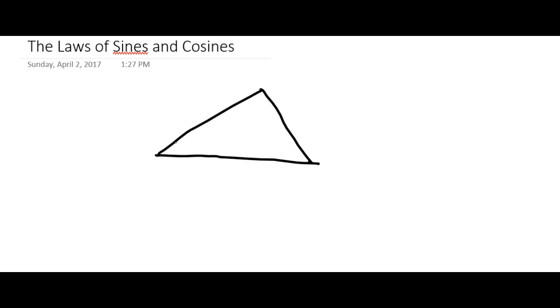We call this angle A, angle B, and angle C. The side opposite of A we'll call lowercase a, the side opposite of B we'll call lowercase b, and the side opposite C we'll call lowercase c. So that's how I would define my general triangle, and this even works for right triangles as well, but we want to come up with an overall law.